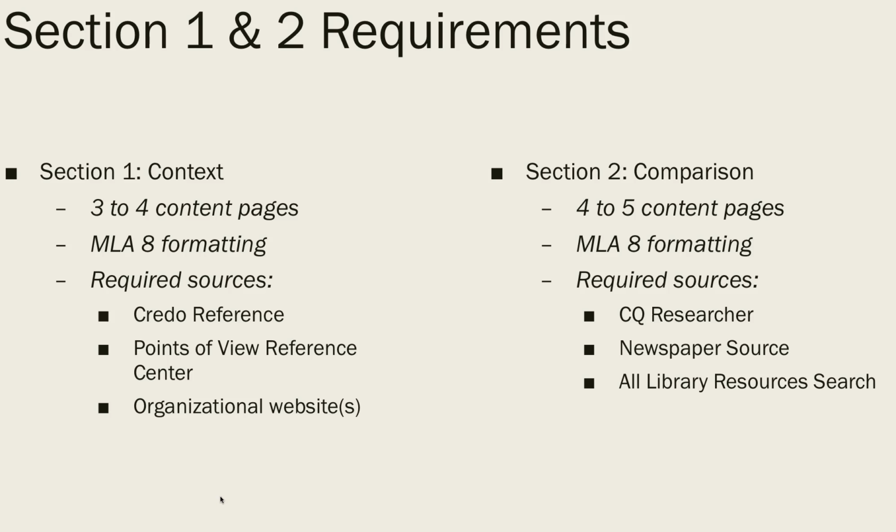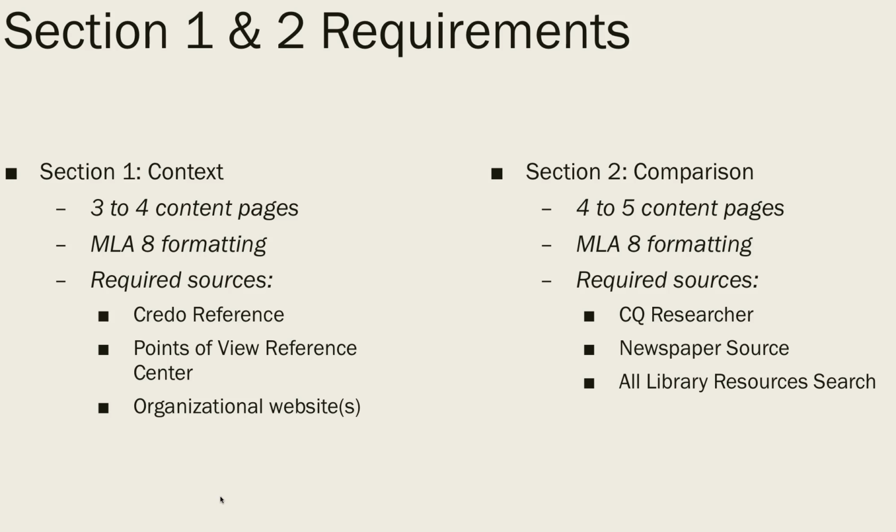So, before I go any further, section one, the length should be 3 to 4 pages. And the required sources: Credo, points of view reference, and one organizational website. In section two, the content is a little bit longer, 4 to 5 pages. Databases you will use: CQ Researcher, a newspaper source, and an additional resource. I would also like to see one book. Doesn't matter which section, but I would like to see one physical book as a source in one section of your integrated research essay.